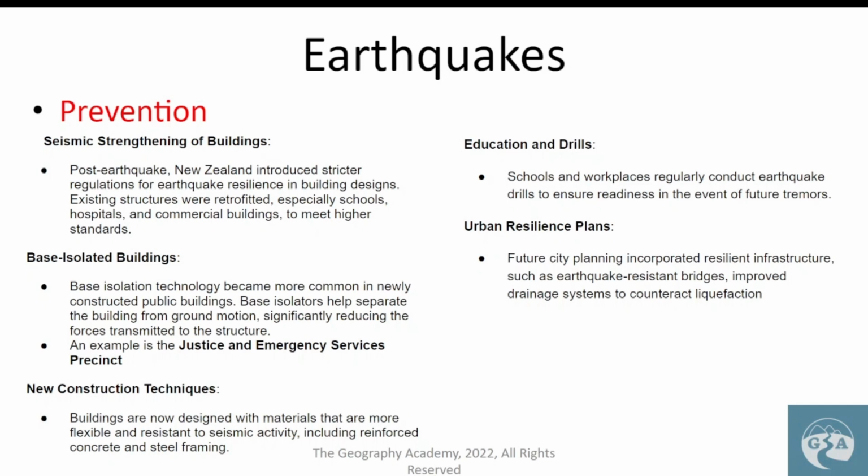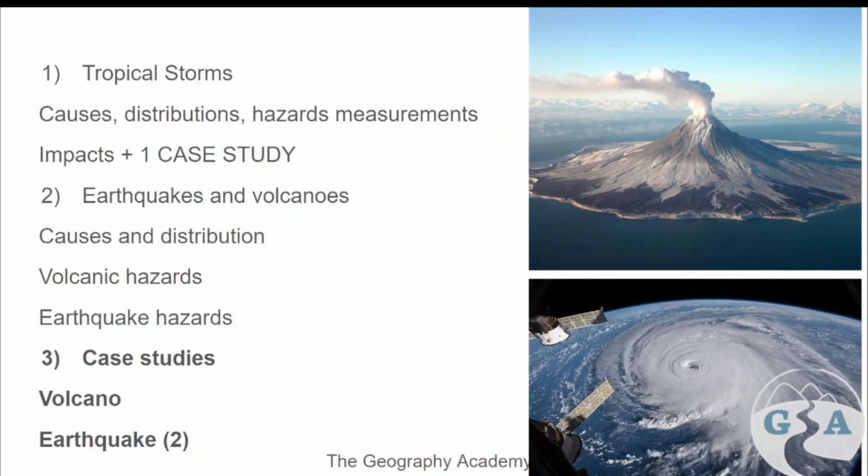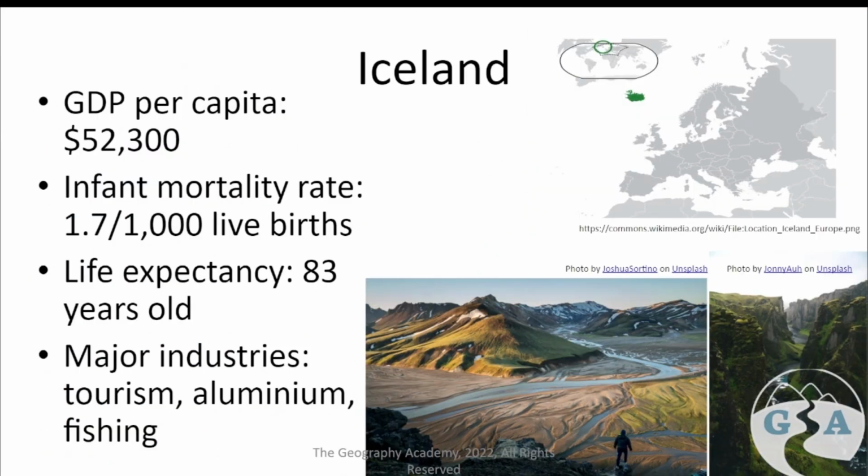And then looking at the urban resilience plan, just making sure that infrastructure is in place, like the drainage that we mentioned before and bridges, so that they supply the right amount of support for seismic activity. Alright, so those are the 2 earthquake case studies, and we'll quickly have a look at our volcano.